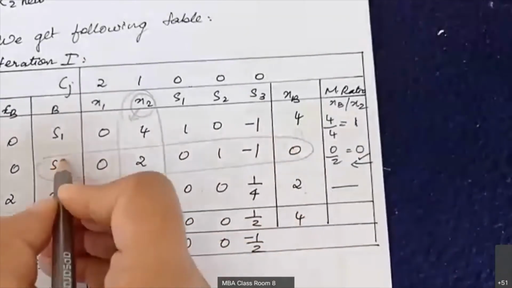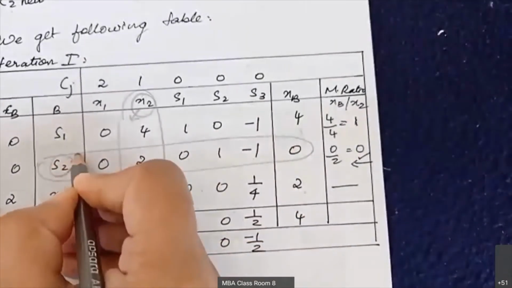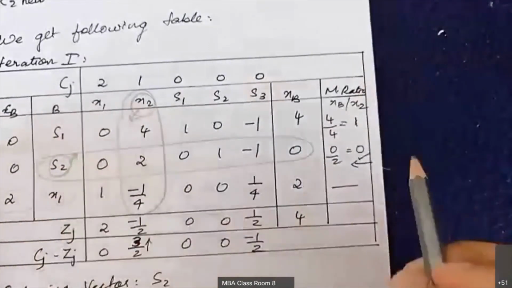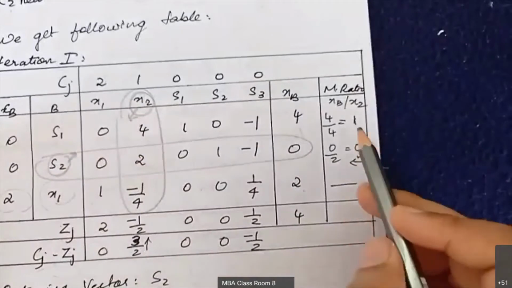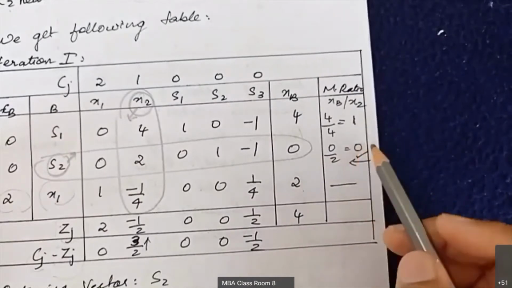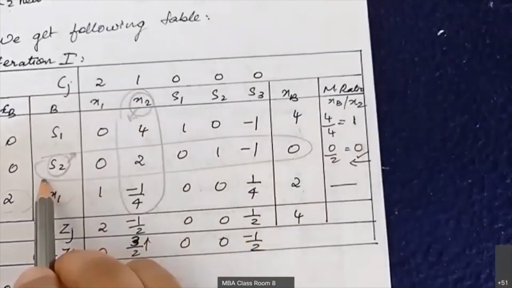So the leaving variable is going to be S2. So S2 will go out and X2 will come inside. I selected this problem so that you will not make a confusion. When you have 1 and 0, you don't have to confuse yourself. 0 itself is the least positive value. You don't have to ignore 0 here. 0 is the least positive value, so you have to select the second row.